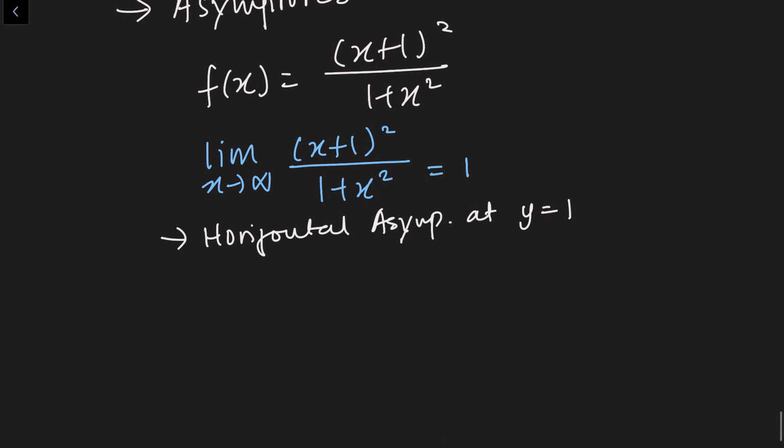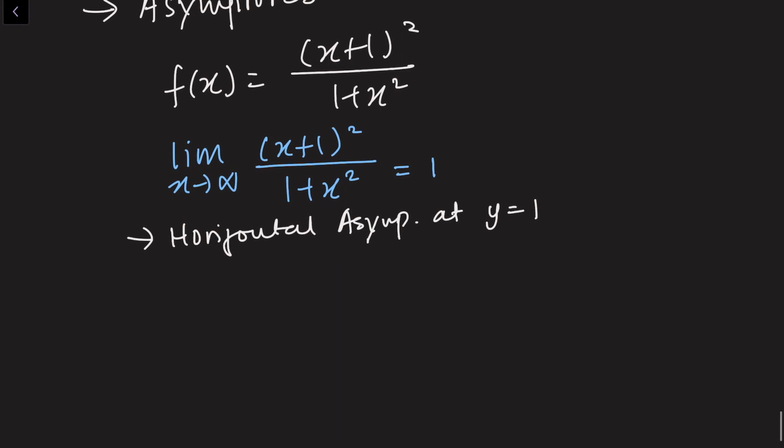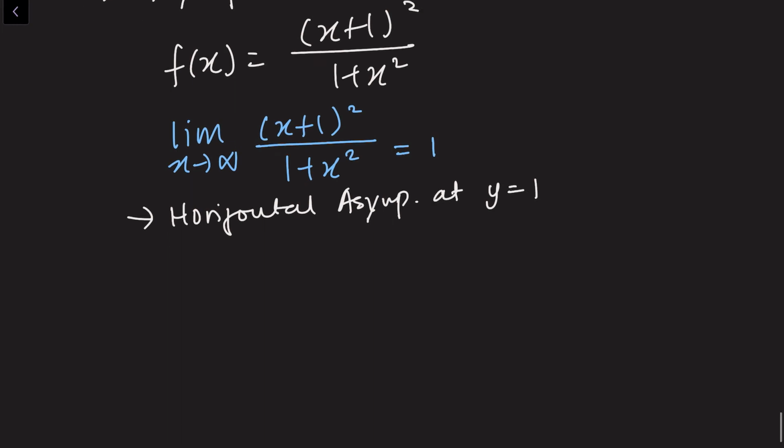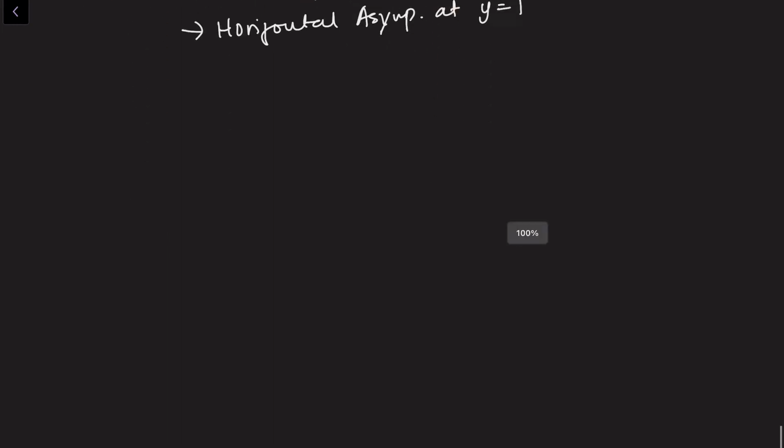Anyway, is there any oblique asymptote or parabolic asymptote? No, because the difference in the degree of the numerator and denominator is 0. So we don't have oblique or parabolic asymptotes. And now we can finally sketch our graph.